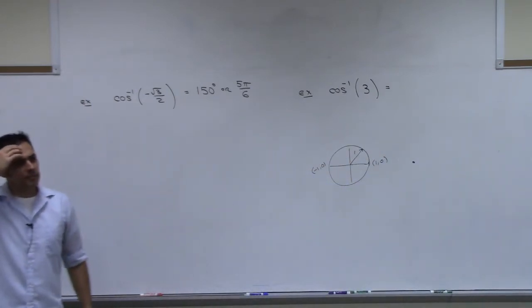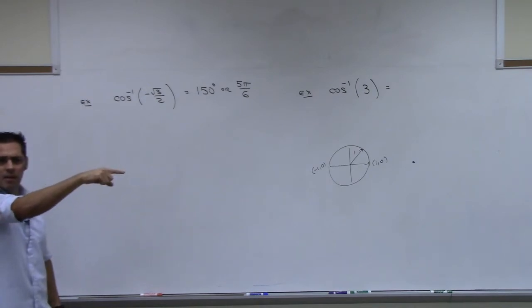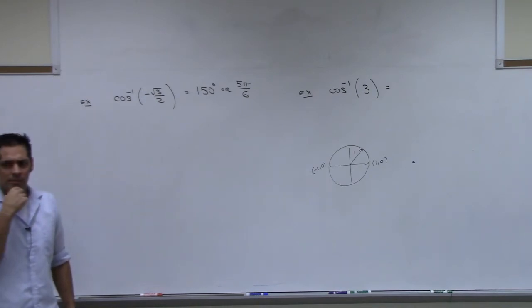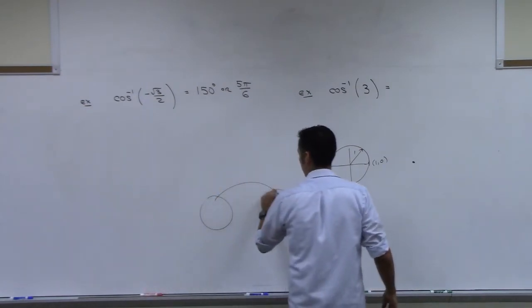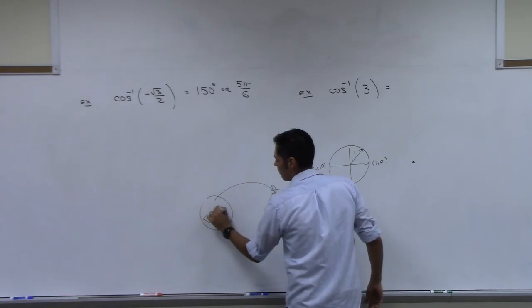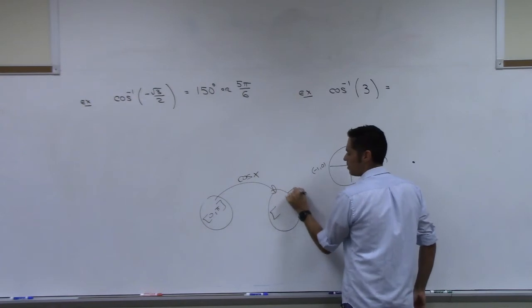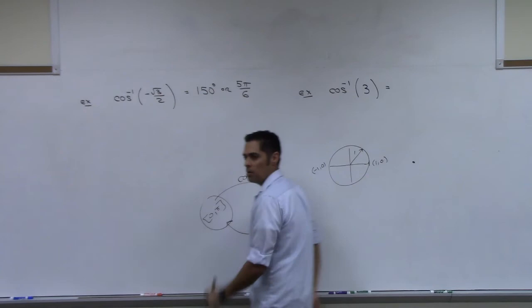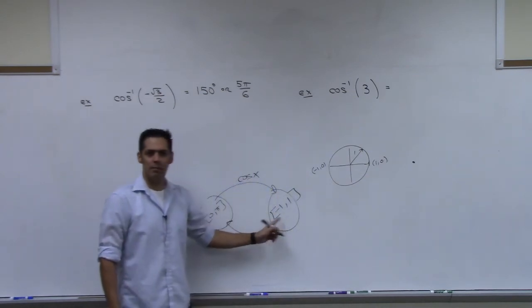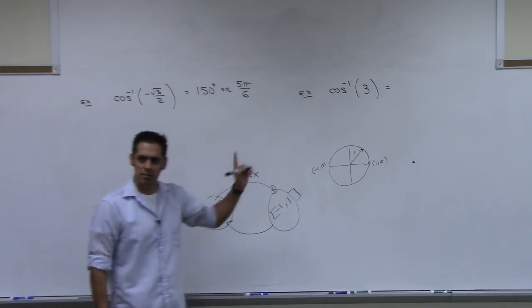You might think the answer to this is 0, because 0 degrees would take you out there, but there's a problem. Remember this picture? For cosine, we restricted the domain, and the outputs were between negative 1 and 1. Now go back: what am I asking you to do? Take a number that's not in here and plug it in. You can't. So this is undefined.